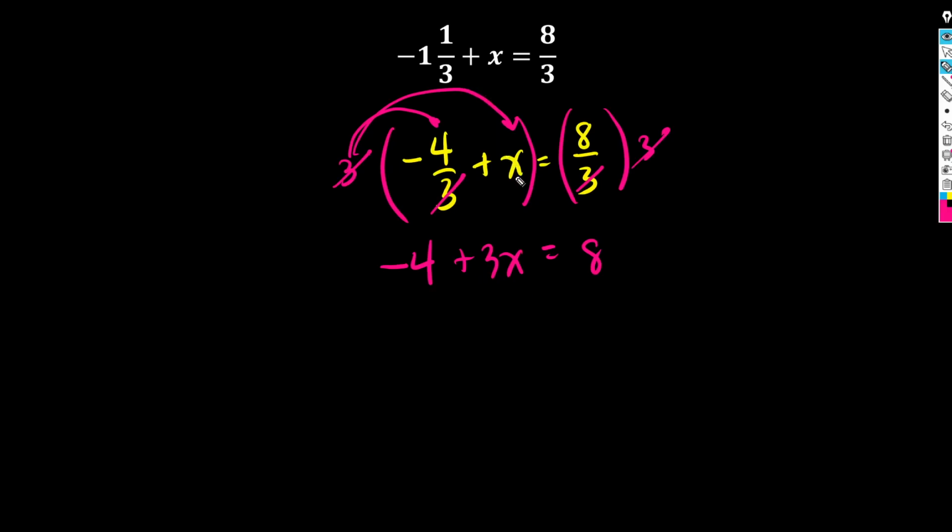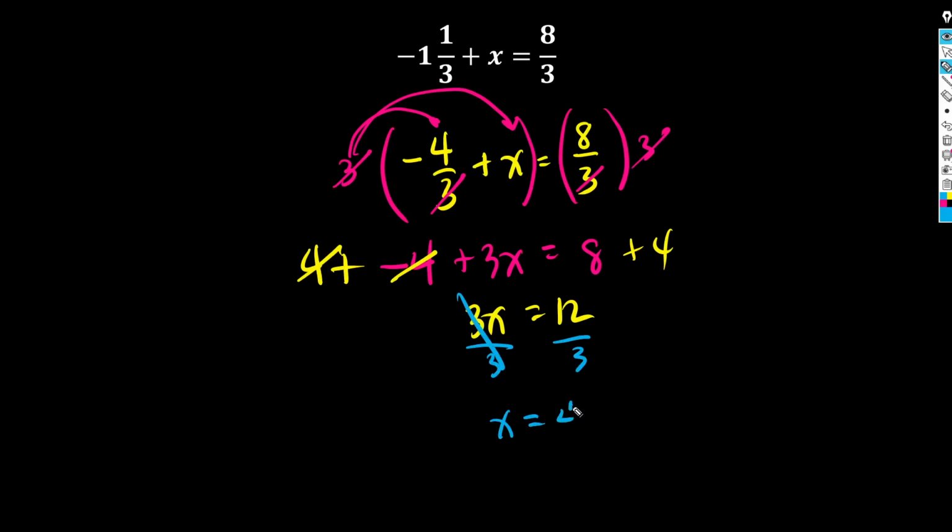Negative 4 plus 3x equals 8. Maybe we can eliminate the minus 4 first. So we add our 4 to both sides of the equation. Tanggal yan dito sa kaliwa, leaving me with 3x on the left and 12 on the right. O, diba? Very familiar looking. Divide na ako both sides by 3. Tanggal yan dito sa kaliwa. X therefore is 4. Diba?